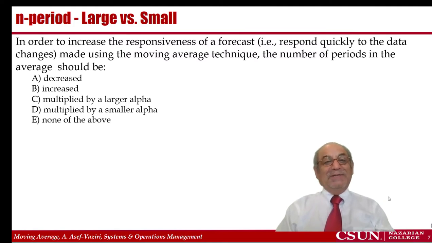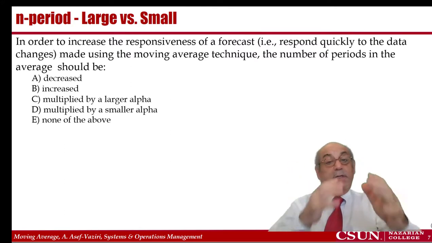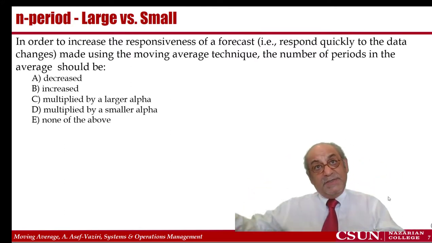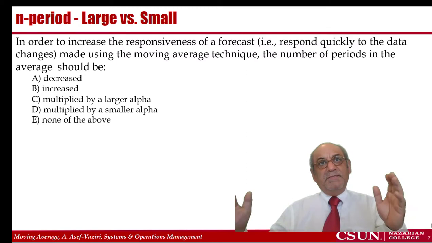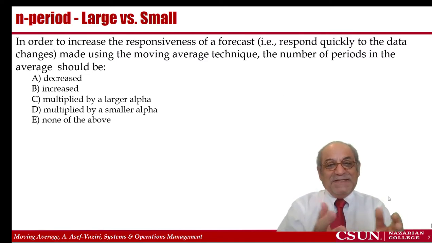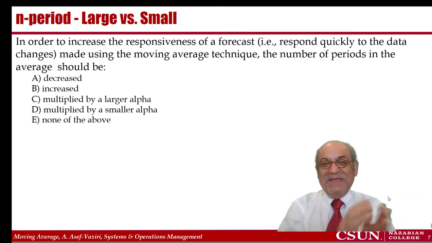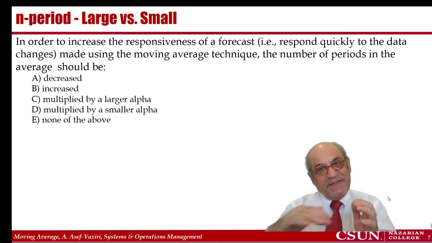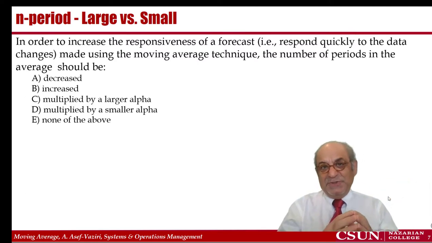Read this question and tell me which one of these choices is the correct answer. Whether a larger number of periods leads to a smooth curve or a smaller number of periods. Whether a larger number of periods provides a more responsive curve or a smaller number of periods. Don't worry about alpha. I should give you this question after I teach exponential smoothing, but for the time being you may ignore those two. Later on we will discuss whether a large alpha makes a curve smooth or a small alpha. But right now, between the other choices, which one is your choice?